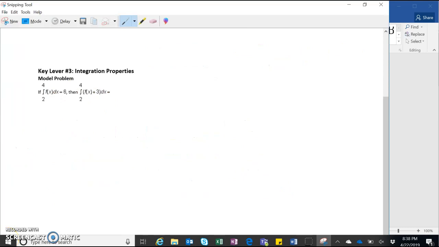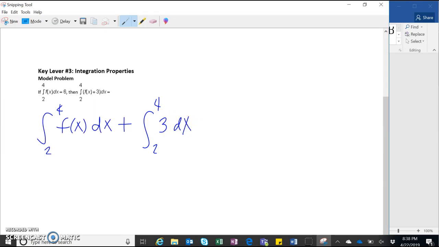Our third key lever involves integration properties. College Board loves to assess this, and it's a pretty straightforward concept if you can remember a few things. So I'm given the value of the definite integral from 2 to 4 of f equal to 6, and I'm asked to evaluate the integral from 2 to 4 of f of x plus 3. So one of the properties of integrals that's really helpful here is to remember that if I have the integral bounded by 2 and 4 of f of x plus 3, I can easily split that into two integrals with that summation in the middle.